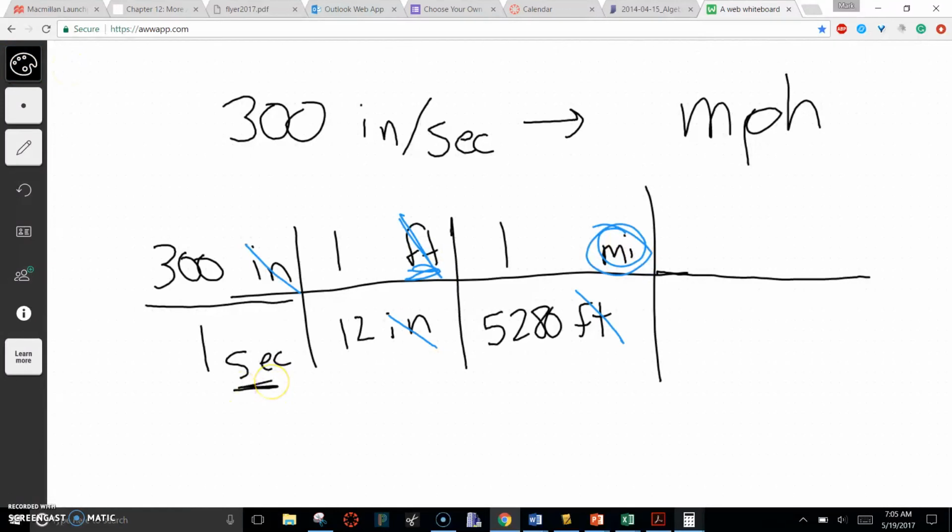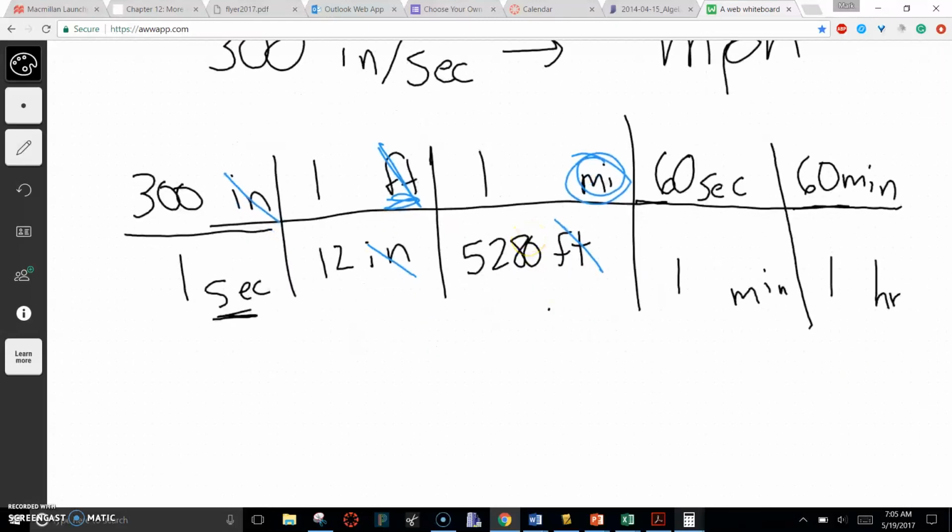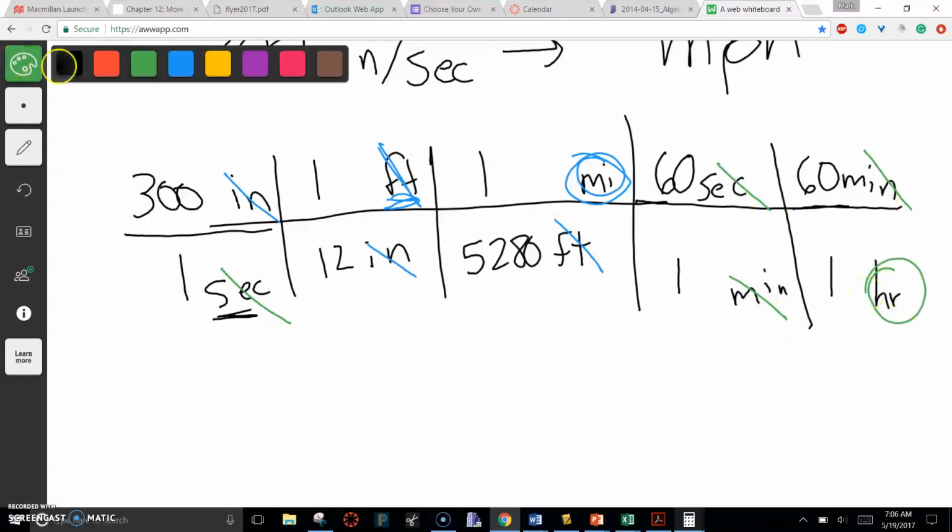Now we need to put seconds and we need to make it into hours. Again, I don't know how many seconds there are in an hour, but I know how many minutes there are. In 1 minute, there's 60 seconds. And then we can go to hours and we can go in 60 minutes. There's 1 hour. So now we know that the seconds canceled, the minutes canceled, so I'm left with an hour on the bottom. So we should be good.